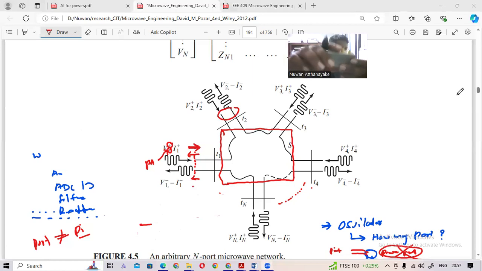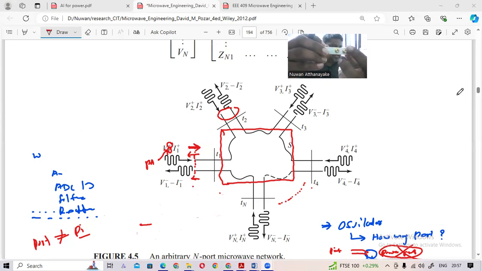If you consider this one, this is one port. It has a ground and it has a pin. But this is a port. We can input the signal or we can get the output signal. If we can input the signal or get the output signal, it is a port. Input or output port. So this is a port actually.